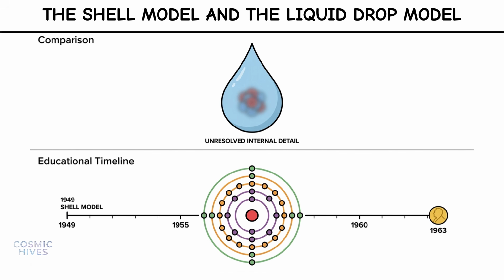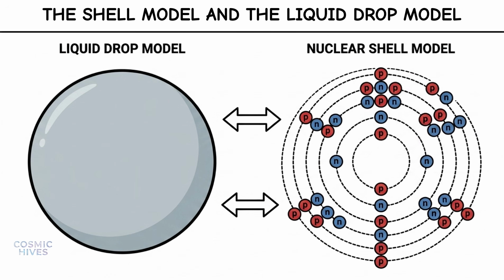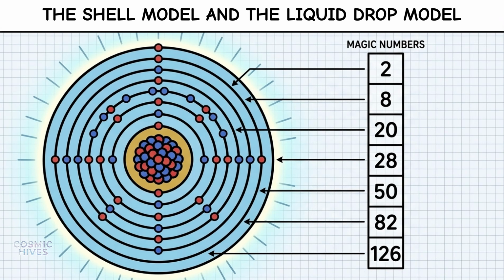The nuclear shell model, developed independently by Maria Geppert-Meyer and Johannes Hans Daniel Jensen in 1949, work that earned them the Nobel Prize in Physics in 1963, treats the nucleus completely differently. It proposes that protons and neutrons, just like electrons around the nucleus, occupy discrete quantized energy levels within the nucleus itself, arranged into shells.